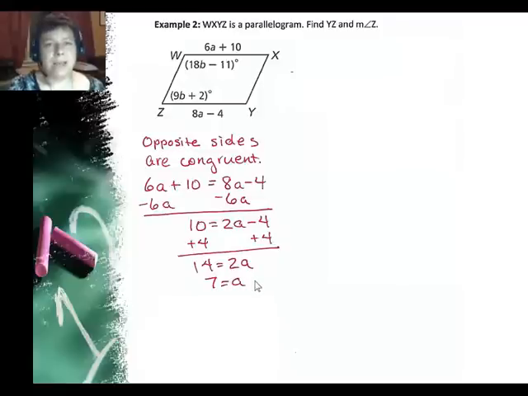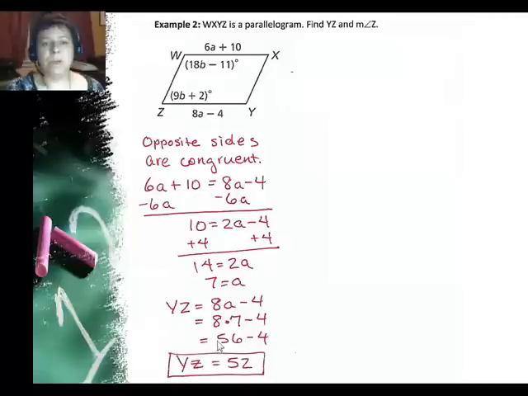Well, I'm not quite done. I need to find the length of YZ, which is this segment on bottom. So I go ahead and put 7 in for a, and I say YZ is 8a minus 4, 8 times 7 minus 4, 56 minus 4, that's 52. So that seemed like a fair amount of work, but it really wasn't that bad.